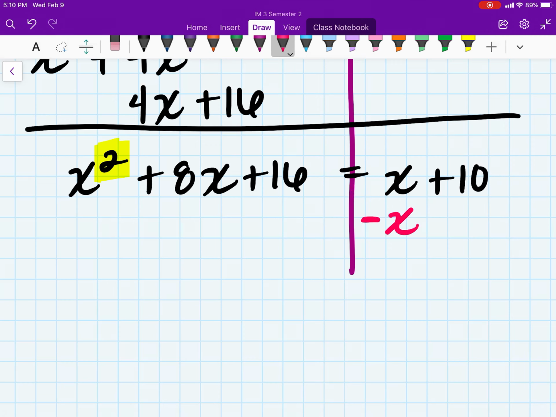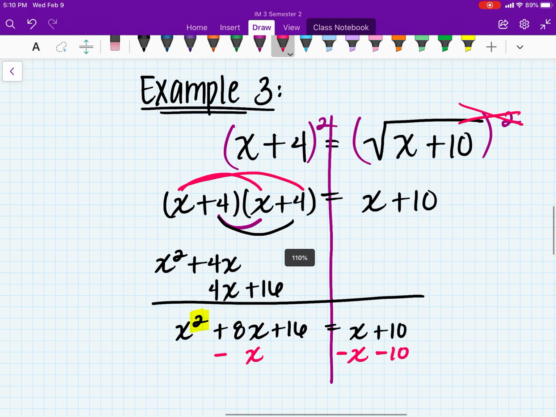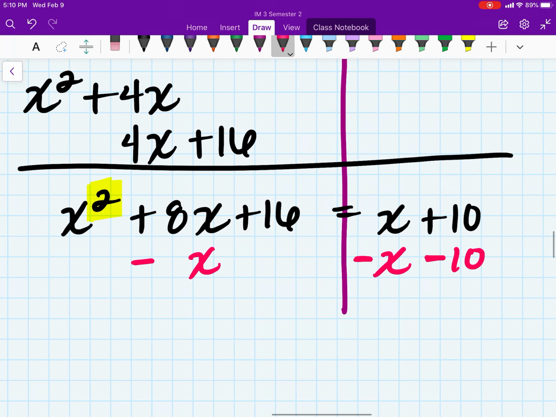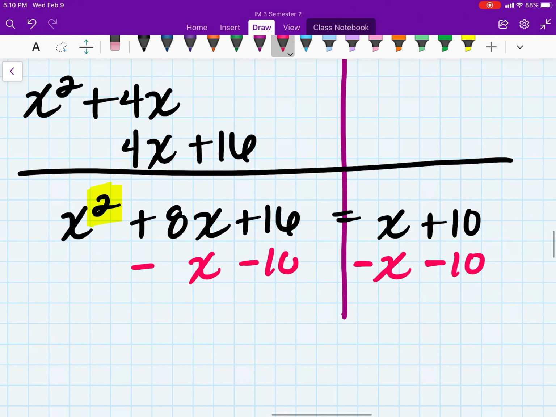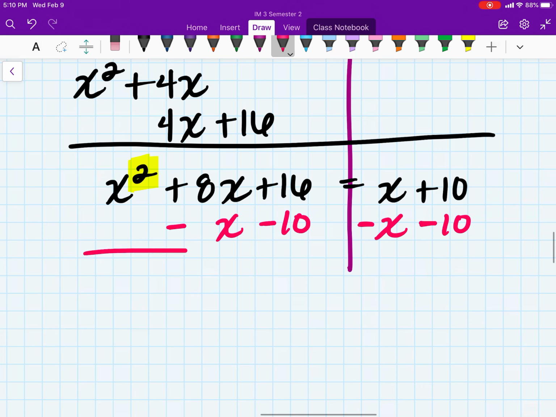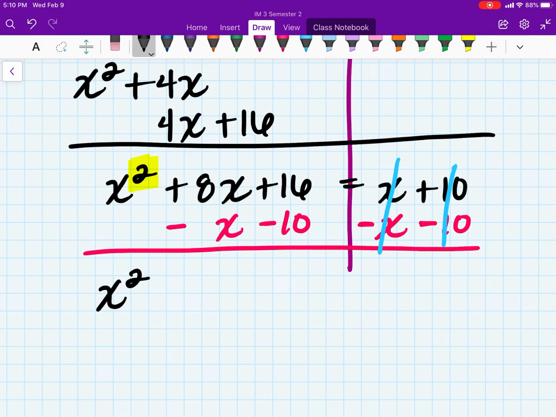So I'm actually going to be subtracting an x and subtracting a 10. So I'm going to go ahead and do 2 steps in one. Subtract an x here and subtract the 10 there. All right. So that cancels out what's on the right-hand side. And we have x squared plus a 7x plus 6 equal to a 0.